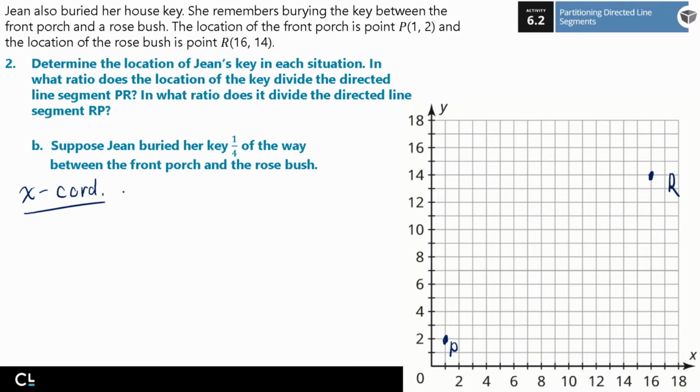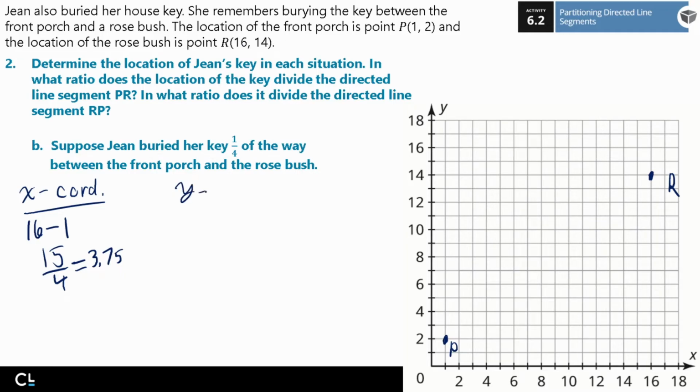For our x coordinate, we can say it's going to be 16 minus 1. I always do my second point minus my first point. That's going to give me 15. And what we want to do now is divide that by 4. That's going to give me about 3.75, and that number is important because we're going to want to add that to our point P. That's going to tell us what 1/4 of the way is.